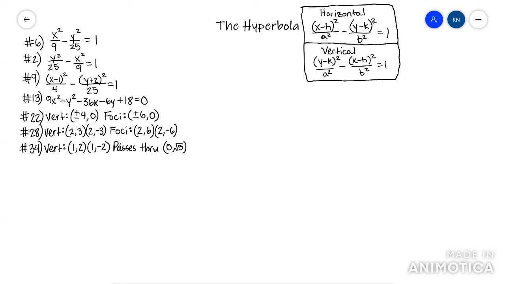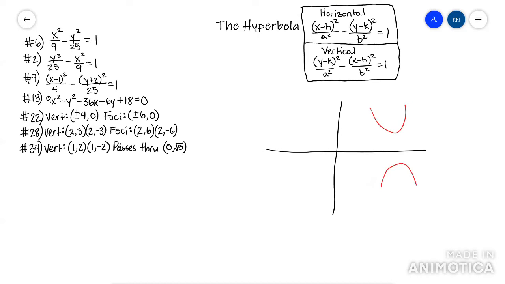Now notice that your H is always attached to the X regardless. Okay, so keep that in mind as well. Now, what a hyperbola looks like is essentially two parabolas going opposite from each other. So this is what a horizontal hyperbola would look like. If it was vertical, it would look like this.